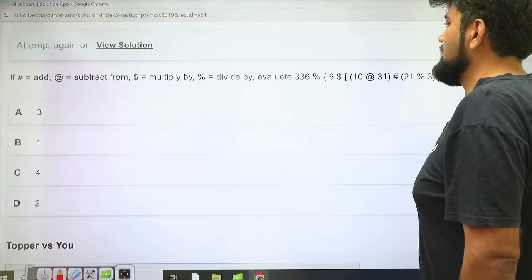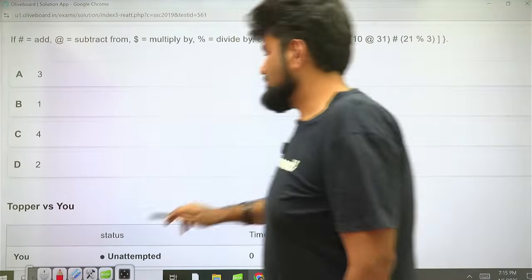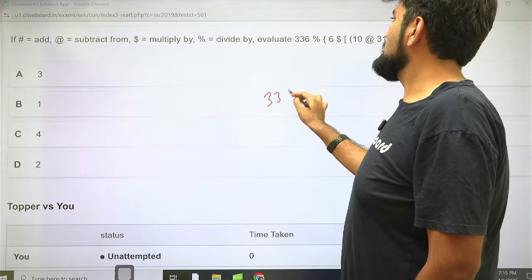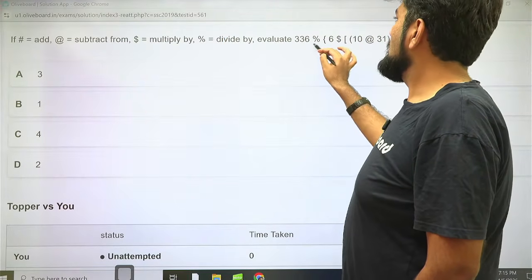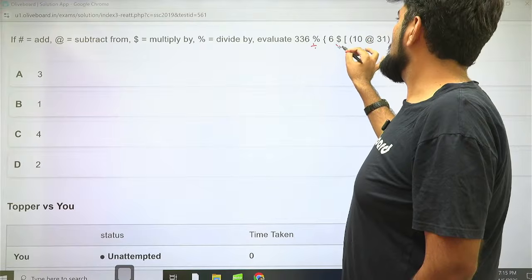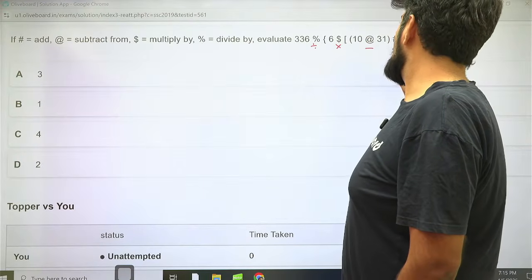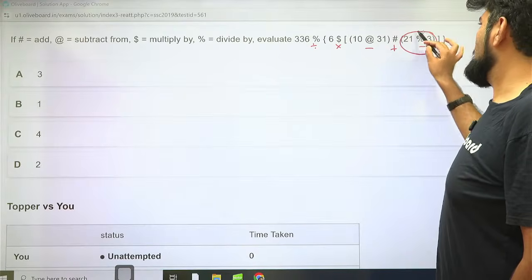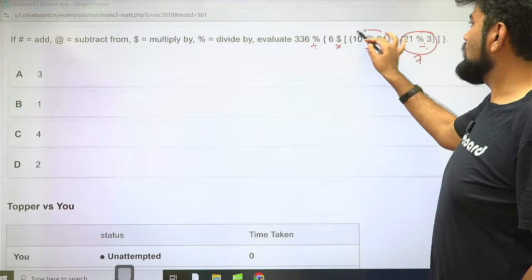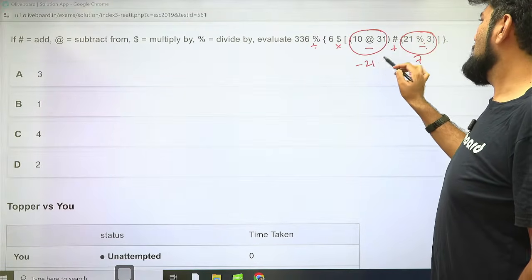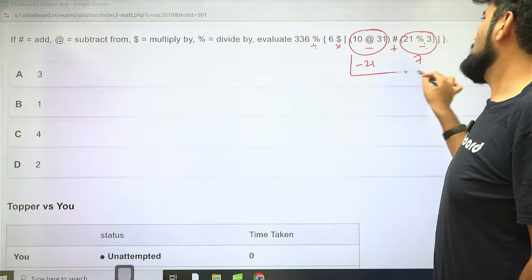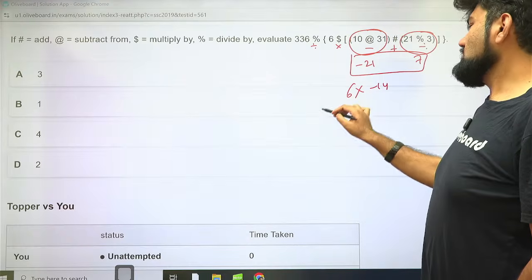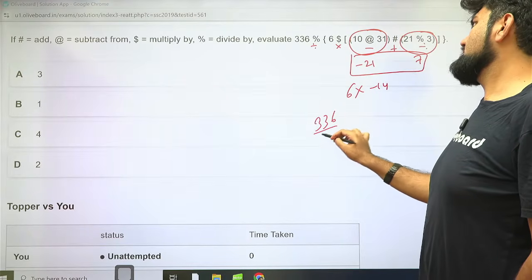Very nice. Excellent. So hash is equal to add. So percent means divide. Dollar means multiply. At the rate means subtract. Hash means add. This is divide. Okay. So 21 divided by 3 first we'll have to do. So this is 7. 10 minus 31 we'll have to do first. So this is minus 21. Minus 21 plus 7 is minus 14. 6 into minus 14. So you can do this. 336 divided by 6 into minus 14.